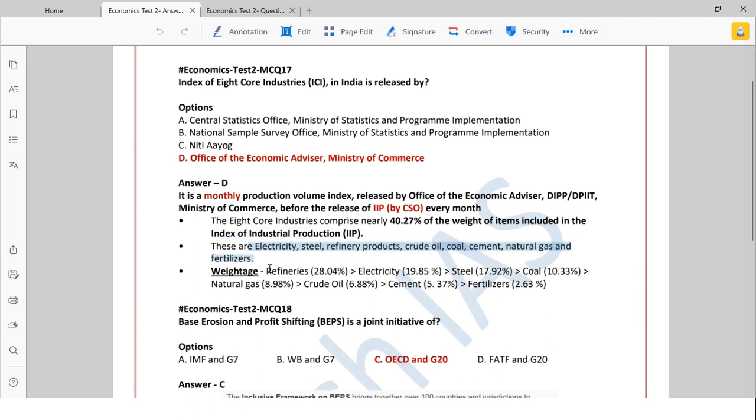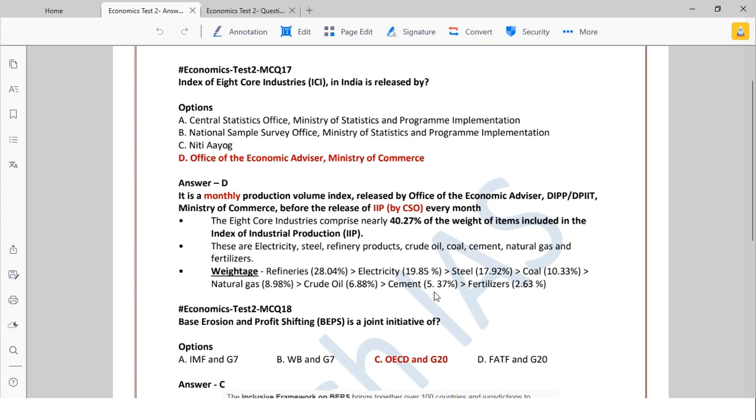In this, which one has higher weightage, that also you have to study. Within these 8 sectors, refinery has the highest. This is in the order I have given. Out of that 40%, refinery has the highest, 28%. Then it has electricity, then steel, then coal, natural gas, crude oil, cement, and fertilizers.